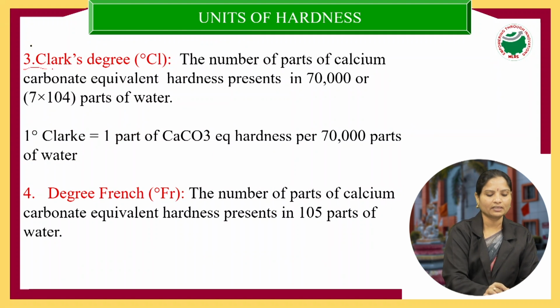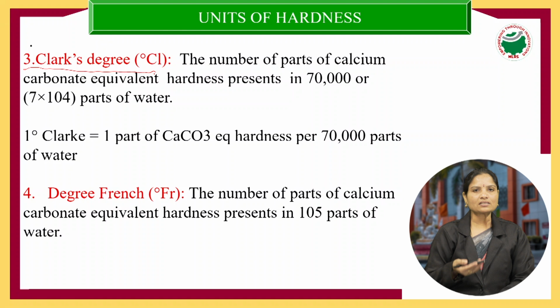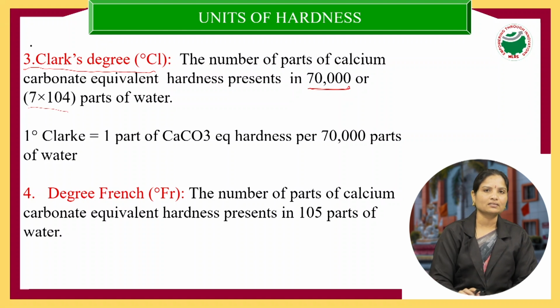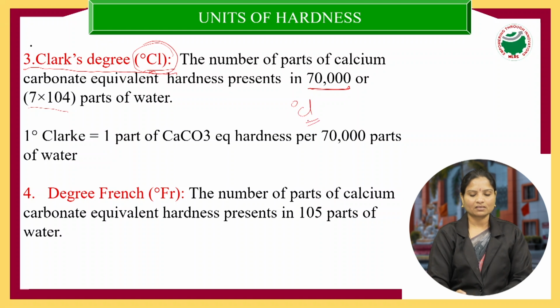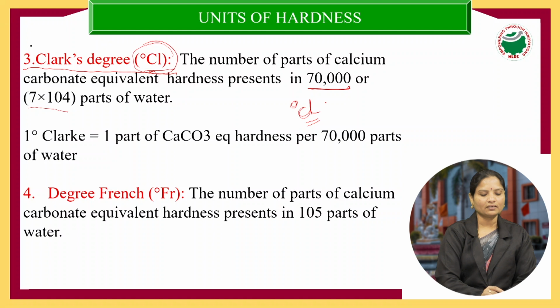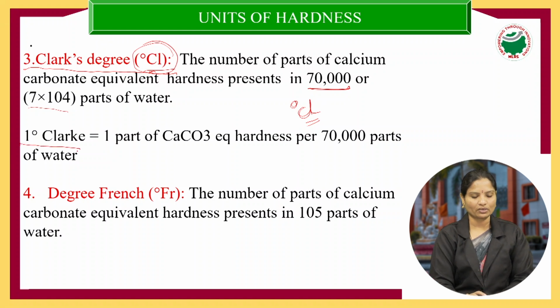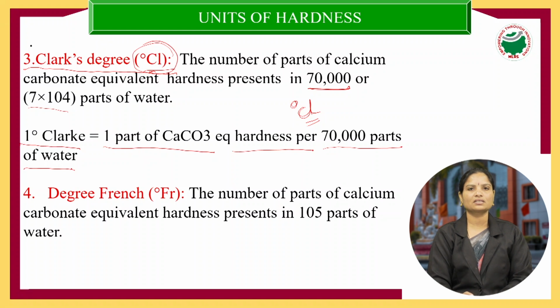Then the third one, degree Clark. The number of parts of CaCO3 equivalent hardness causing salts present in 70,000 parts of water, or 7 into 10 power 4 parts of water, is degree Clark. It is represented simply as degree Clark. So 1 degree Clark is equal to 1 part of CaCO3 equivalent hardness causing salts in 70,000 parts of water.